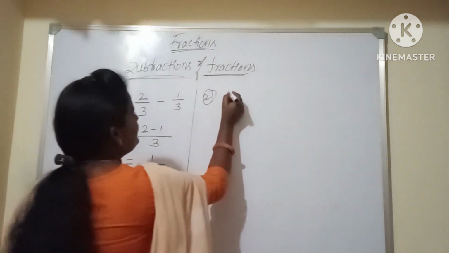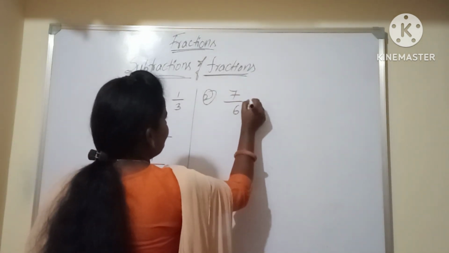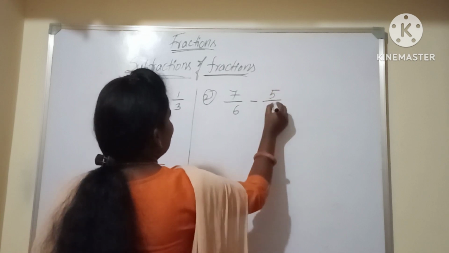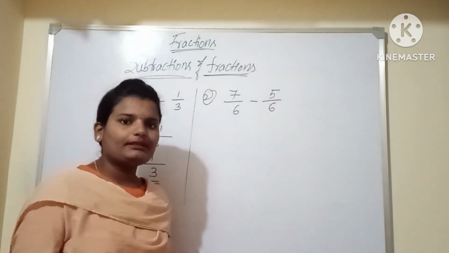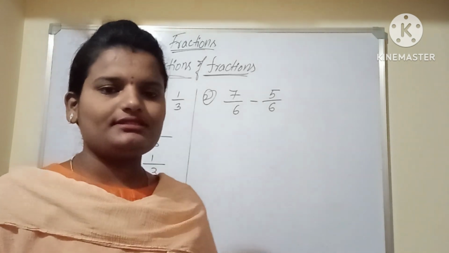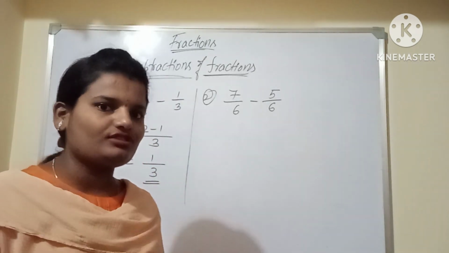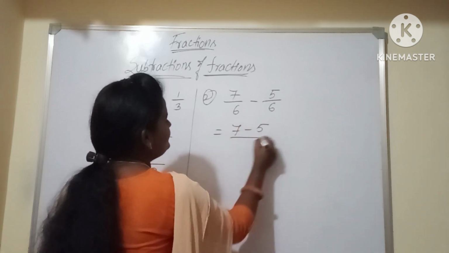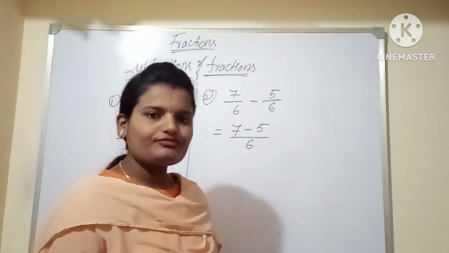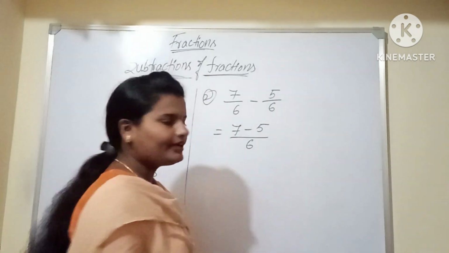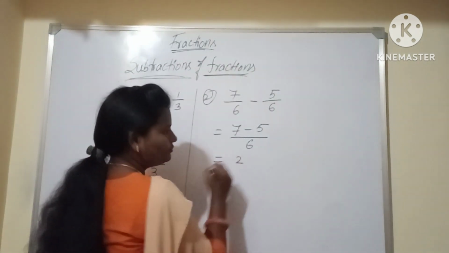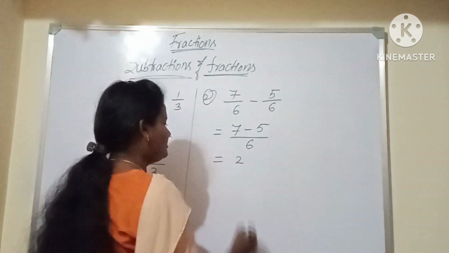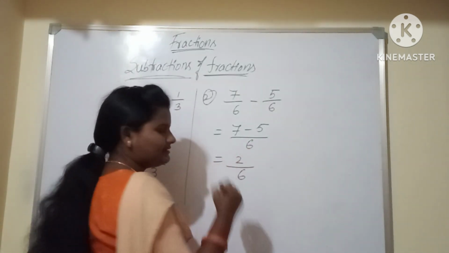Suppose here 7 by 6 minus 5 by 6. Here also they both are like fractions only, right? So directly we have to subtract. 7 minus 5 by 6. What is 7 minus 5? 7 minus 5 is plus 2, right? Why? Because the bigger number is having a positive sign. The denominator is as it is.